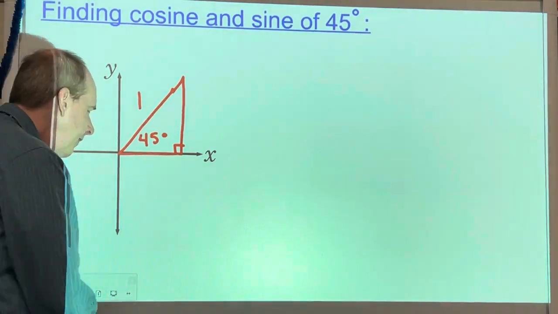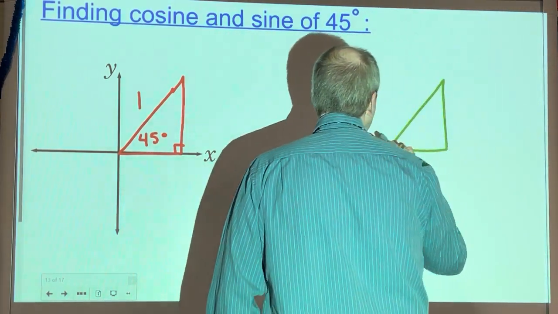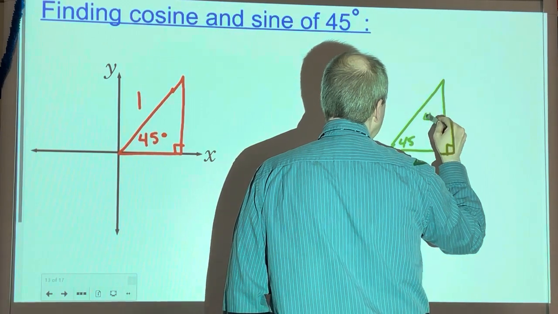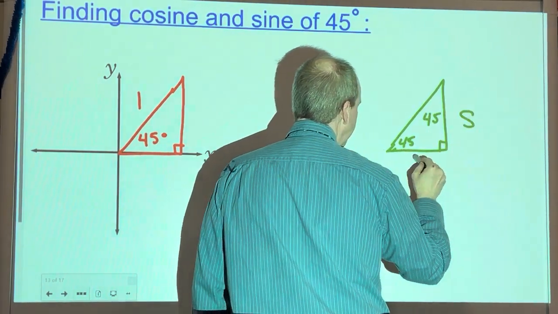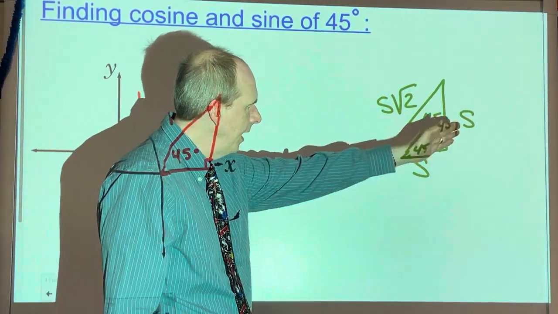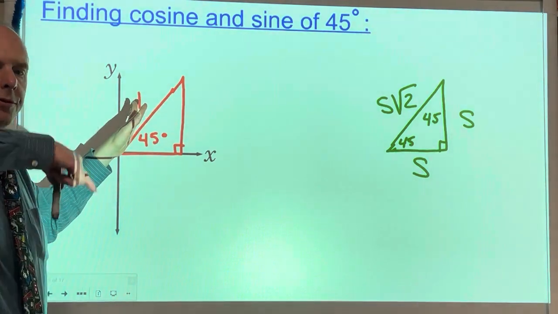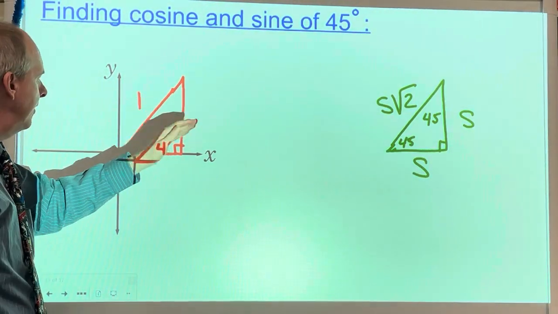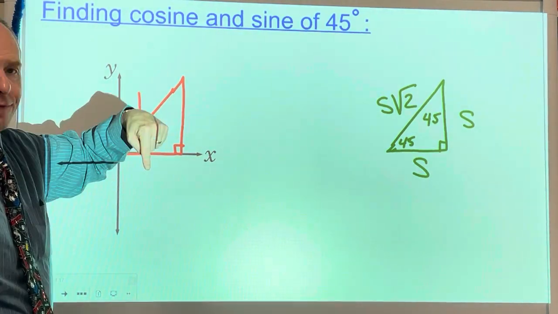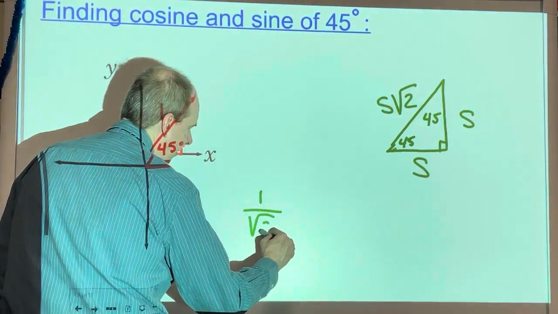Well, in a 45, 45, 90, we learned that you've got side, side, then we multiply by radical 2. We take our side, these are the same, we multiply by radical 2. If we're starting here, we would do the opposite. Instead of multiplying the side by radical 2, we take our hypotenuse and divide by radical 2. So this will be 1 divided by radical 2.